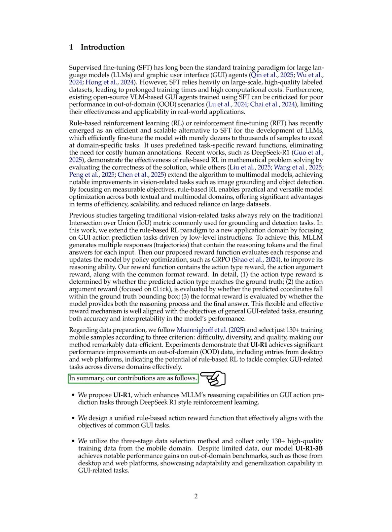In summary, we introduce UI-R1, which enhances MLLM's reasoning for GUI action prediction through DeepSeek-R1 style reinforcement learning. We create a unified rule-based action reward function that aligns with common GUI objectives and utilize a three-stage data selection method to gather high-quality training data. Despite the limited dataset, our model achieves notable performance improvements on out-of-domain benchmarks, demonstrating its adaptability and generalization in GUI tasks. Next, we review related work.